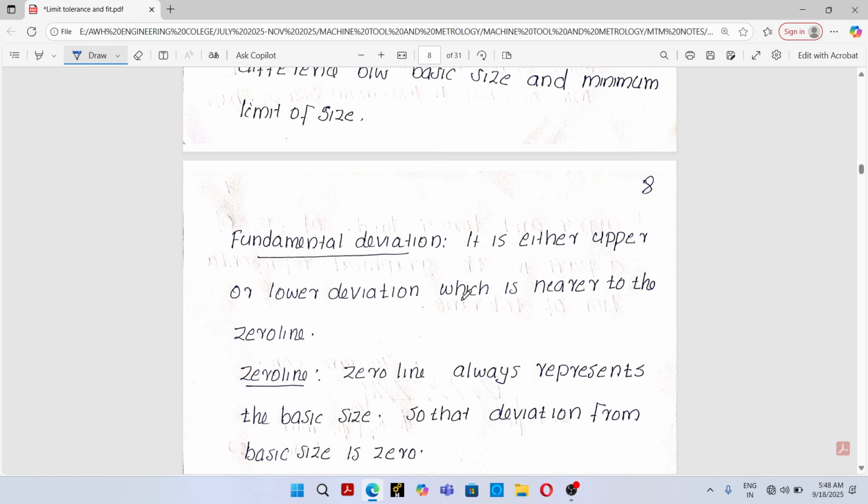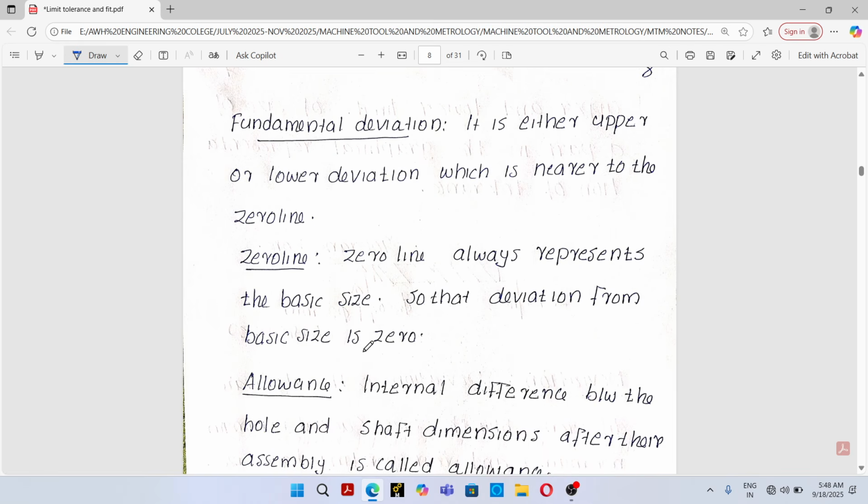So fundamental deviation is defined as either upper deviation or lower deviation nearer to zero line. Either upper deviation or lower deviation, the value that will be nearer to zero line, that is known as fundamental deviation. Then what is zero line? Zero line always represents the basic size.